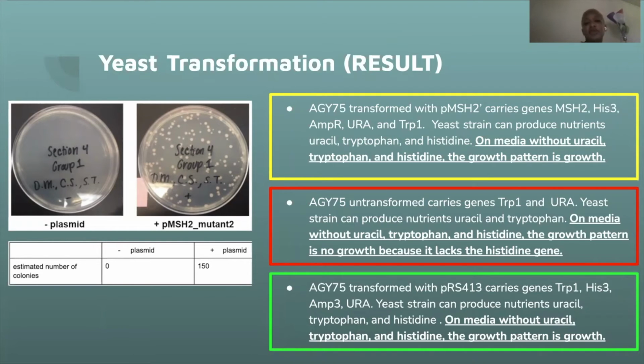AGY75 untransformed with the following carried genes on media without uracil, tryptophan, and histidine. The growth pattern was no growth because it lacks the histidine gene. And the AGY75 transformed with PRS413 with the following carried genes on media without uracil, tryptophan, and histidine. The growth pattern was growth.